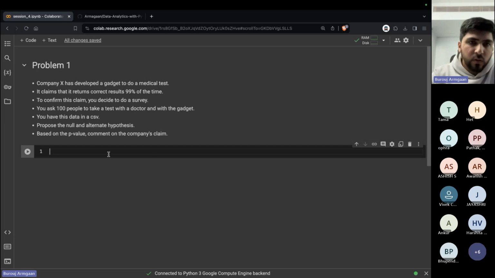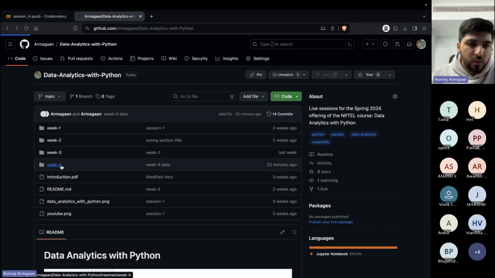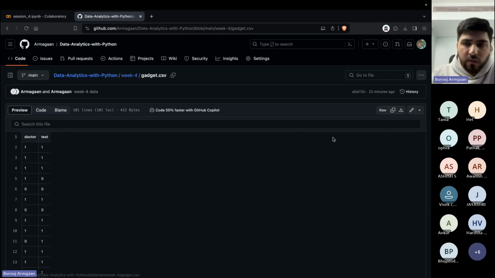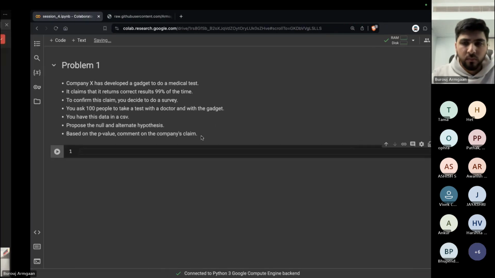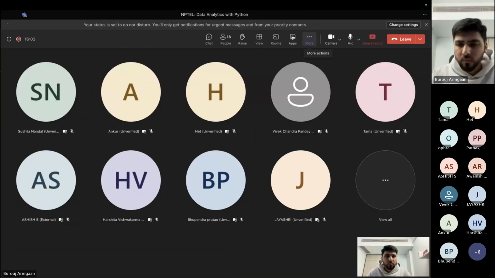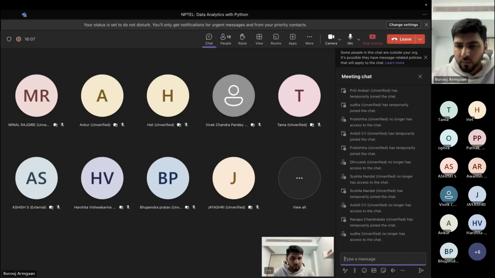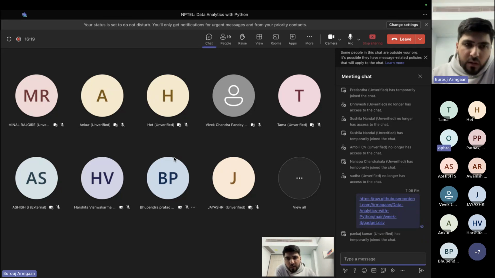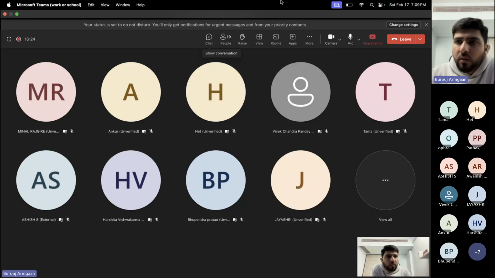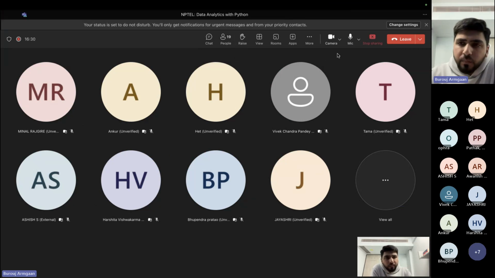Initially, you can try out the library method that you were taught in the class. After this, we will try to do it manually. So let me give you the data. We have week 4 gadget. See if you can access this. So load this data and do the required pre-processing, and then create two hypotheses and compute the p-value. Let's take 10 minutes. After 5 minutes, if enough people are done, then we'll move ahead.